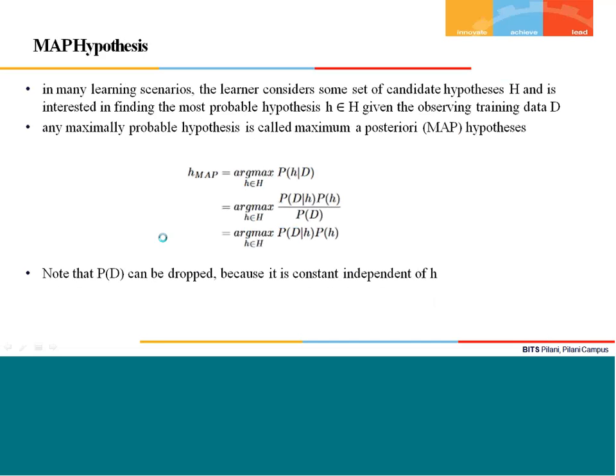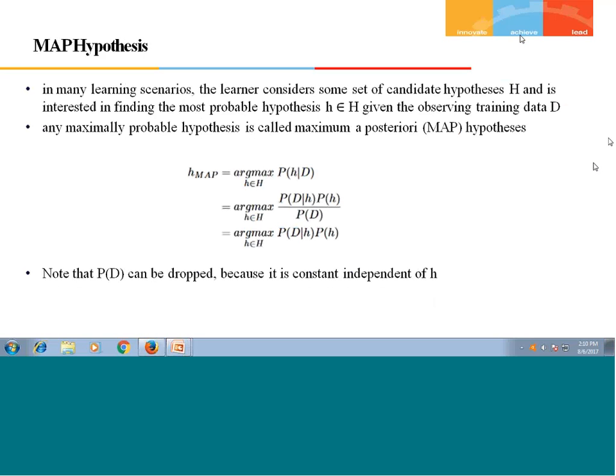So the MAP hypothesis, it is the same thing I told you, and I have repeated it a number of times in different lectures so far, from day one to this day. But formally, in many learning scenarios, the learner considers some set of candidate hypotheses H. Let's say, as in the example I have given, the candidate hypothesis is a line. So there could be infinite lines in a 2D plane. So here your candidate hypotheses are lines in a 2D plane, and the learner is interested in finding the most probable hypothesis H given the observed training data.